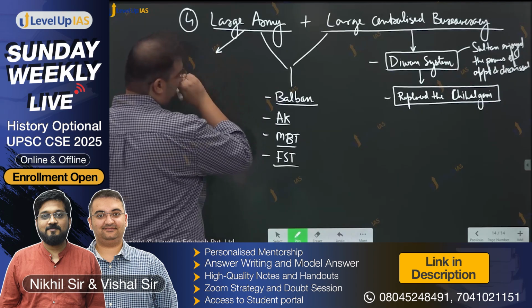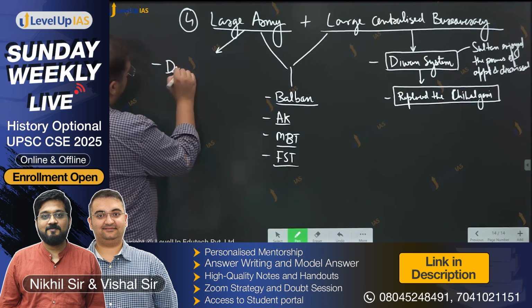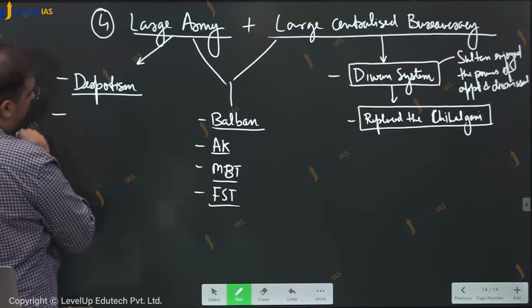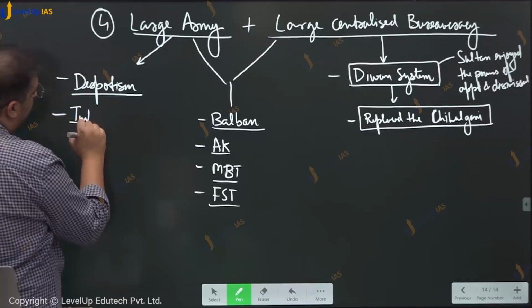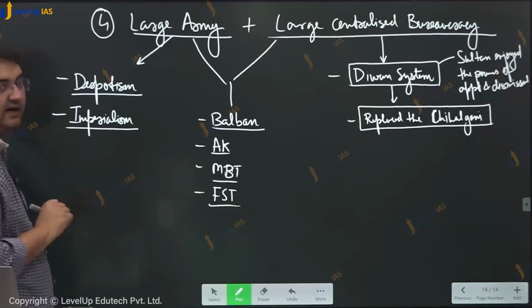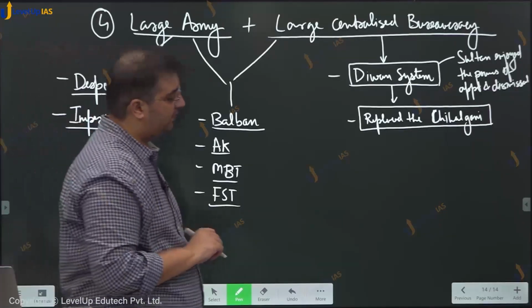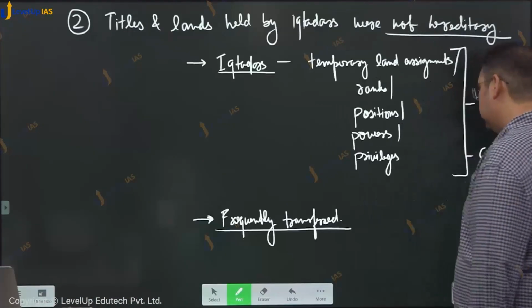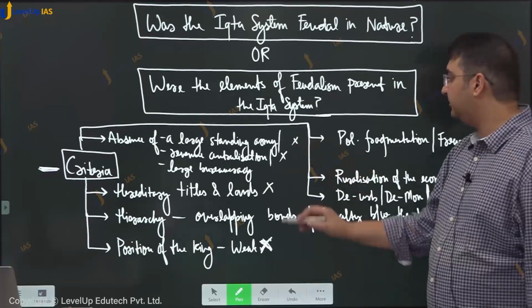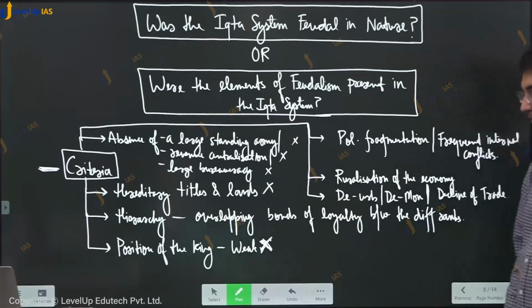and the large army became the main instrument of both despotism of the strong sultans and the imperialism of Alauddin and Muhammad bin Tughlaq. ठीक है? So once again, these criteria, absence of a large standing army and a large bureaucracy, they were also done away with.